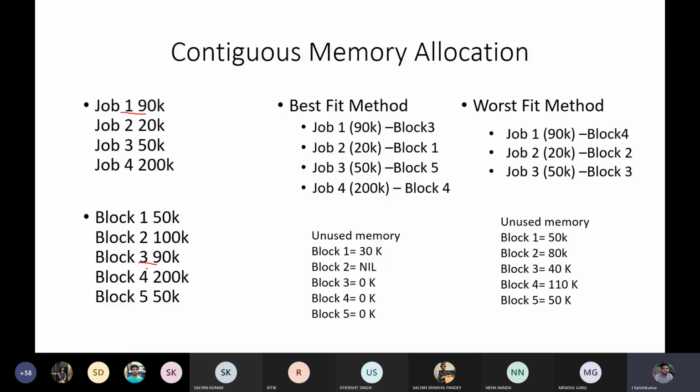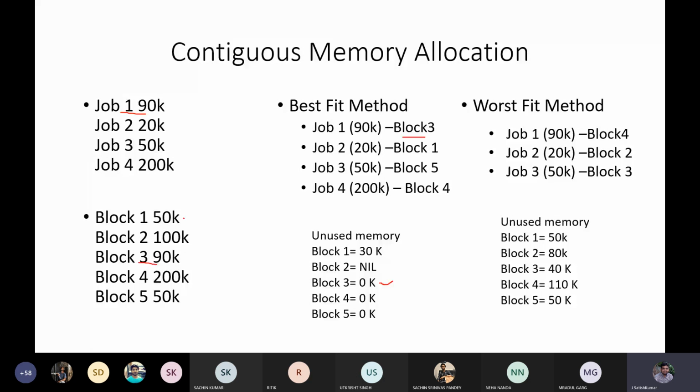So job 1 will be allocated to block 3 as per best fit, and the unused space is 0 kilobytes. Now job 2: if you allocate 20K here, it will leave 30 units. Here, it will leave 80 units. Here, it will leave 180. Here again 30. So it doesn't make any difference.